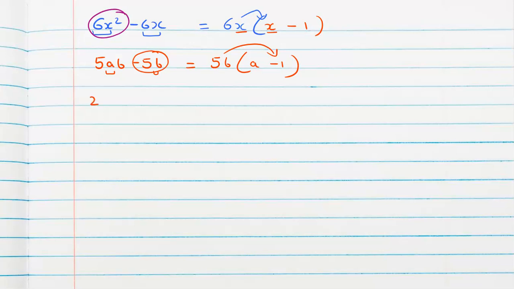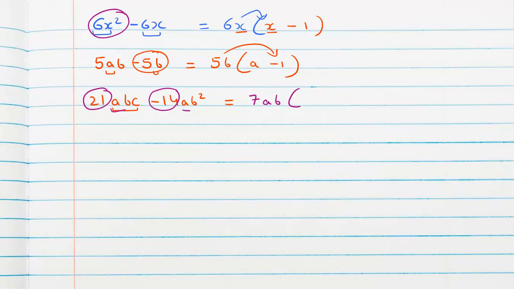Let's try another example. We have 21abc minus 14ab squared. Don't be afraid because there are three variables over here. The concept is still the same. We need to first look at the numbers. What is common in 14 and 21? Forget the negative sign for now, and the common number is 7, right? And now look at the variables. What is common? A is in both terms, one a is here, one a is here, so we write a. B is common also, we write b. C is common only in the first term, so we will not write that.